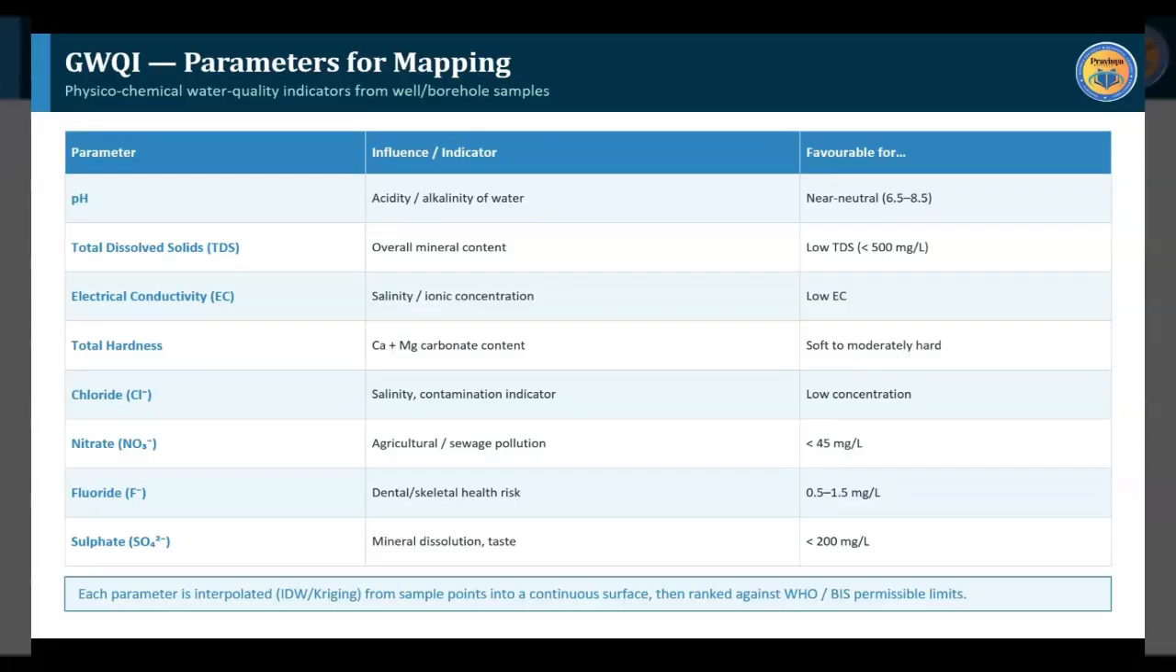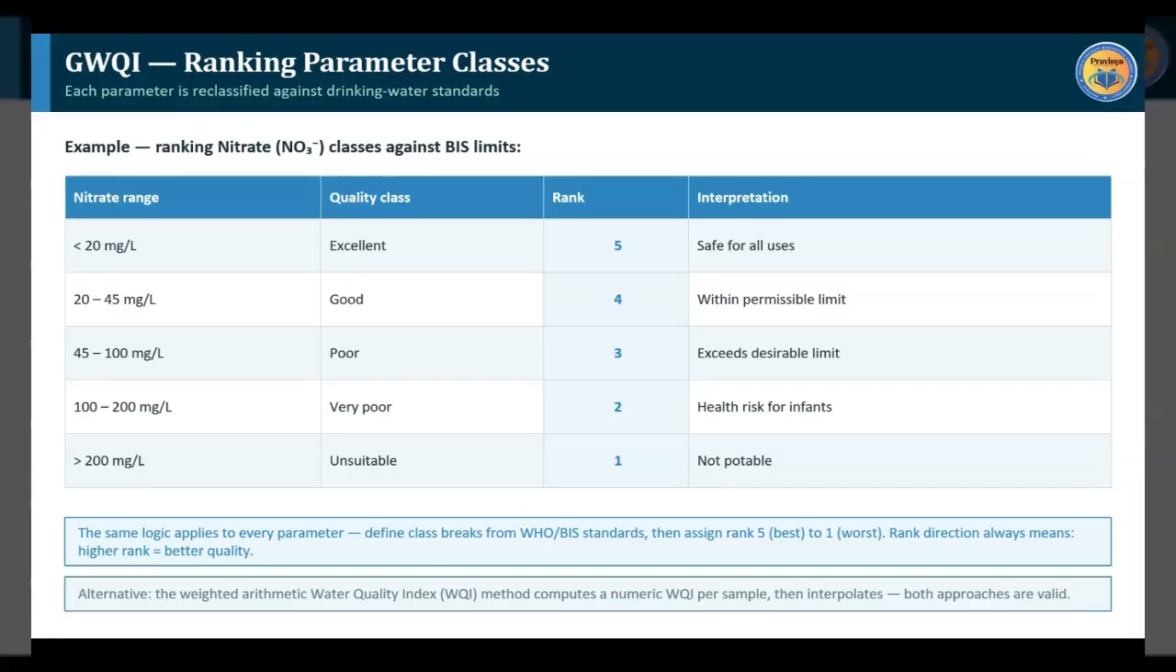Interpolation, we have learned two types, IDW and kriging, exactly the same techniques that you have learned earlier in this particular course during the second session. Then we compare each parameter against a standard in India, that is typically the BIS 10500 drinking water standards or WHO guidelines. Let me walk you through these parameters one by one.